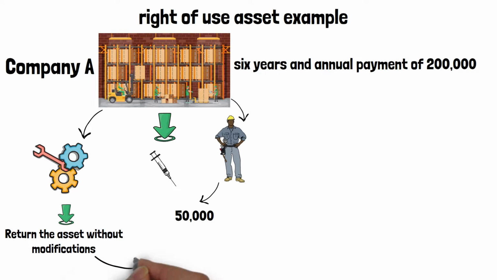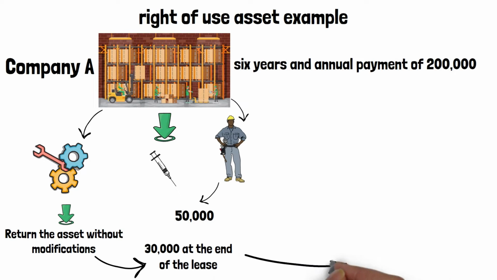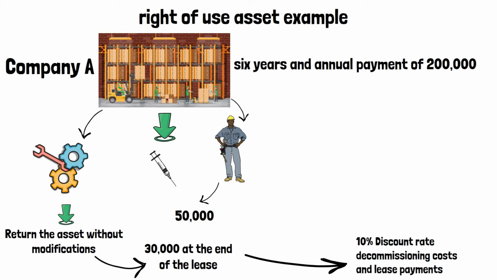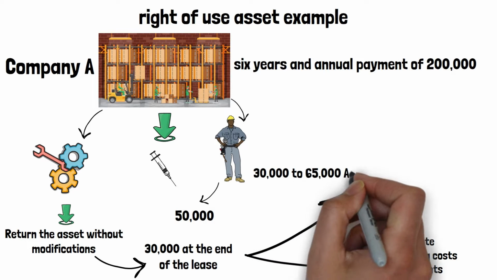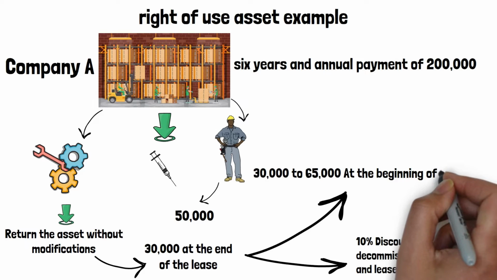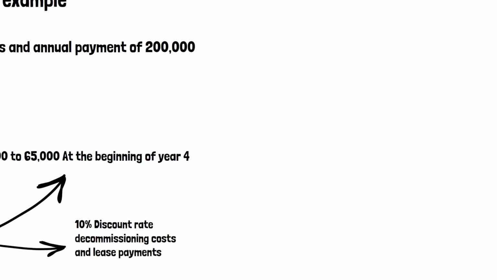For this reason, the company's management considers it will have to incur $30,000 to restore the asset once the rental contract ends. The entity uses a 10% rate to determine the present value effect of lease payments and to show the effect of decommissioning costs. At the beginning of year 4, the entity considers the disbursements to restore the asset should go from $30,000 to $65,000. The objective of this exercise is to determine the carrying amount of the right-of-use asset and the lease liability at the beginning of year 4.